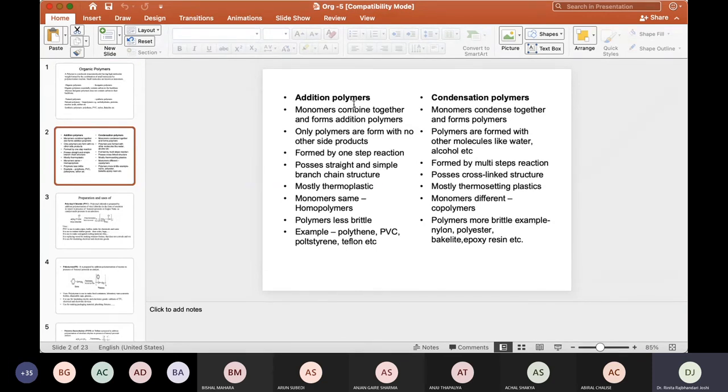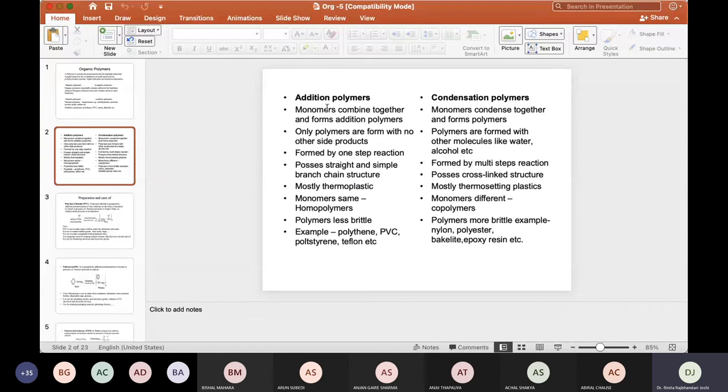Polymerization reactions may be broadly classified as addition polymerization and condensation polymerization. The polymers formed from addition polymerization are addition polymers, and the polymers formed from condensation polymerization are condensation polymers. Beside this, polymers may also be formed by rearrangement polymerization reactions. Mostly they are formed by addition and condensation. If you have done this before, it is good. If not, let's go through this.